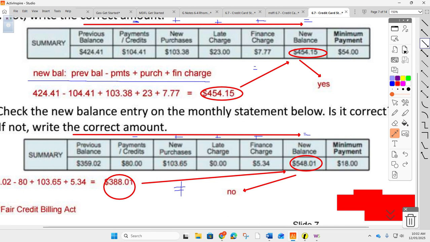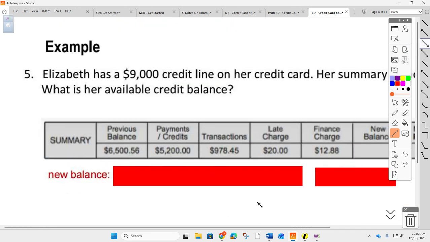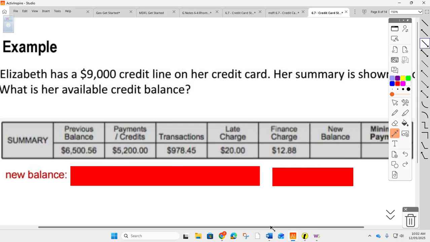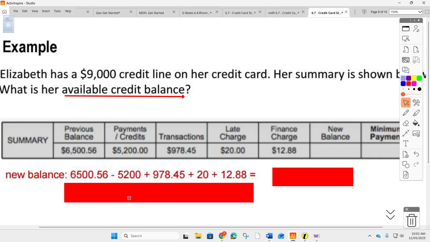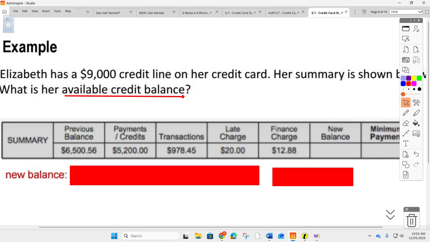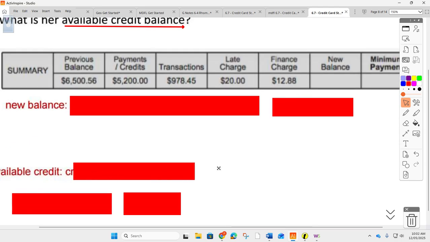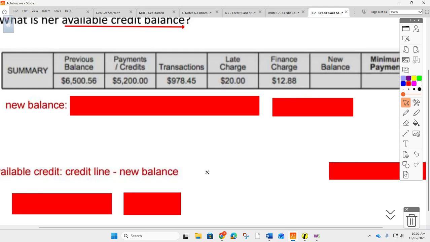All right. One more. We need to find what is her available credit balance. Remember, that's the credit limit minus, do I have that written down here? Oh, yeah, I do. The credit line minus the new balance, and sometimes they call that the credit limit. I would argue they probably call it the credit limit more than they call it the credit line.